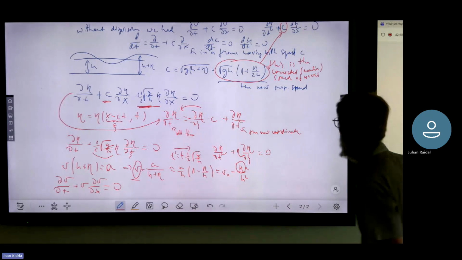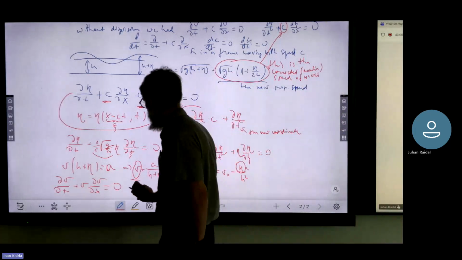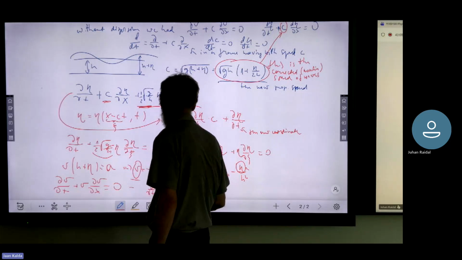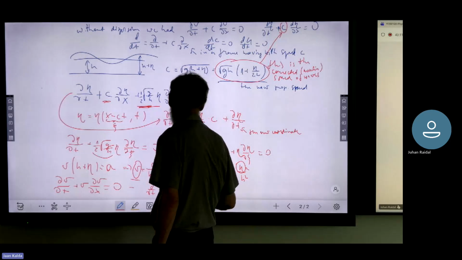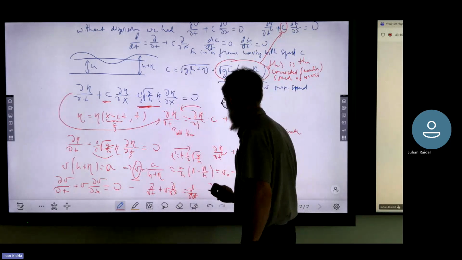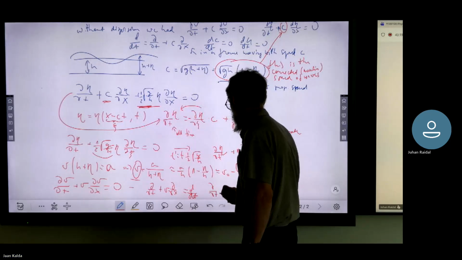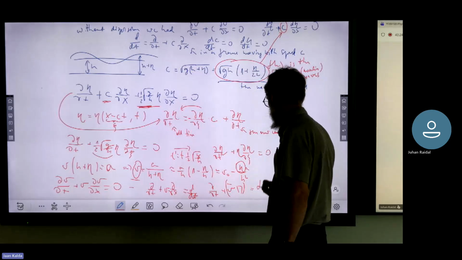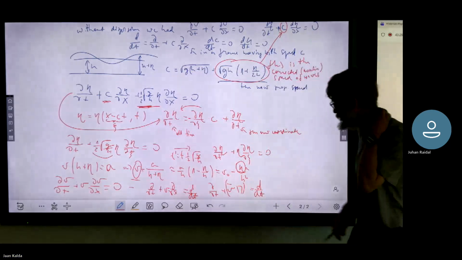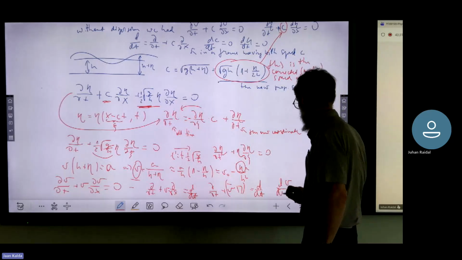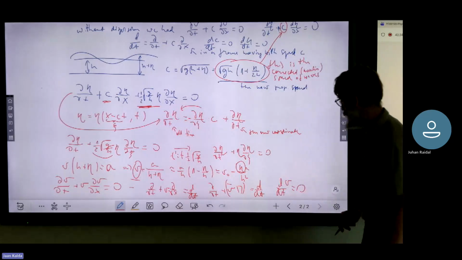So first, let me write that d over dt plus v d over dx is what is called full derivative or Lagrange derivative, and actually the 3D version of this is d over dt plus v nabla is the full derivative. And then our equation becomes just dv over dt is 0. Lagrange derivative of v is 0.